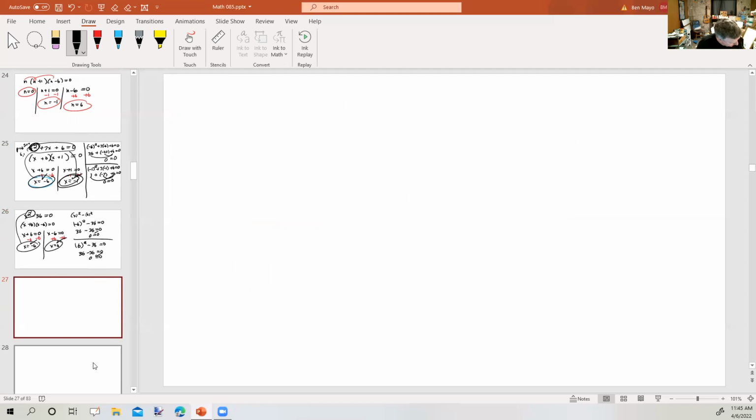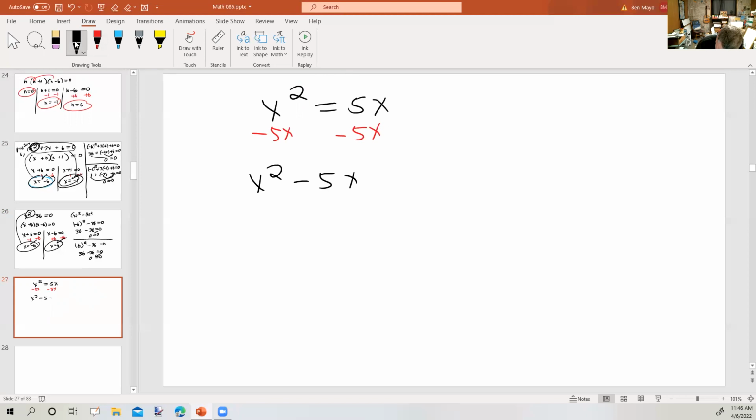Let's say I've got this one. X squared equals 5x. Well, this is a second degree equation because it has an exponent of 2 on the variable as the highest exponent, but it's not in standard form. So let's move the 5x over. So we've got x squared minus 5x equals 0.